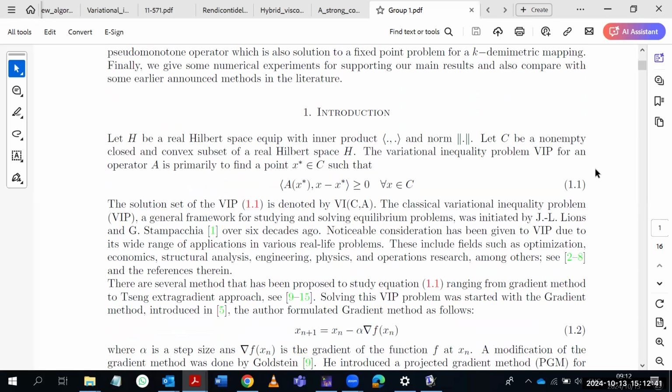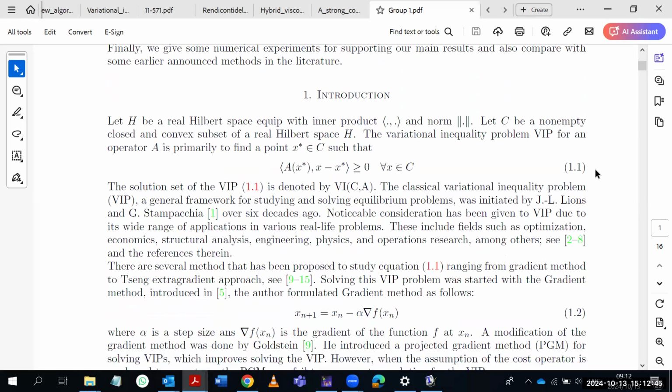So we proceed to the introduction, in which we let us know what our H means. We define the Hilbert space, variational inequality problems, and we make some citation.